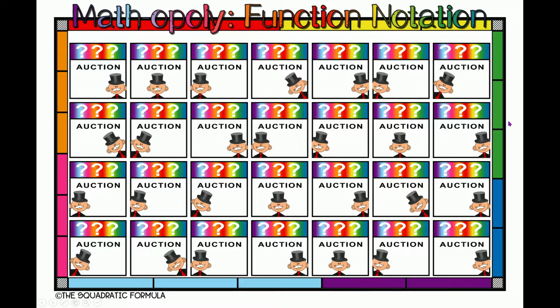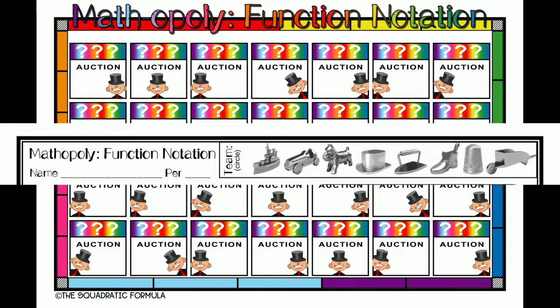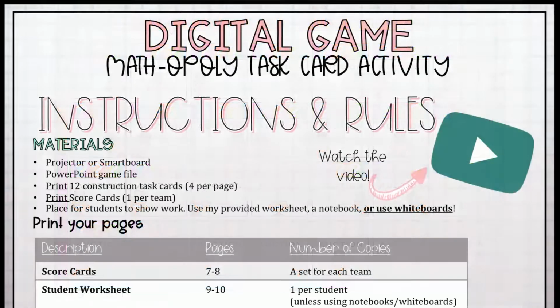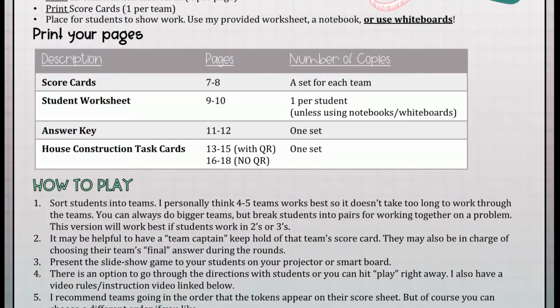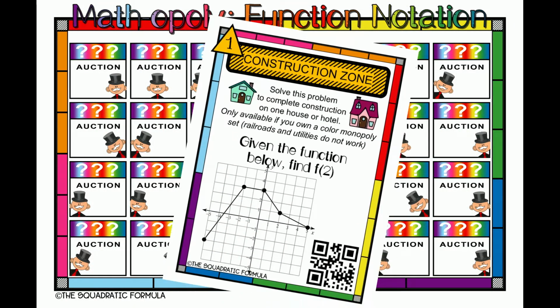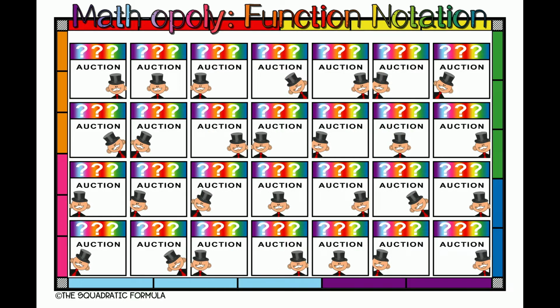So what you're going to do is divide your students into teams. I recommend 4 to 5 teams for this digital version, just so that the rotation of the current team whose turn it is goes a little faster, but read the written instructions for all of the details, including printing the house building task cards, which are not part of the digital game. However, if you feel very strongly about that, let me know and I can make a digital version of those as well.